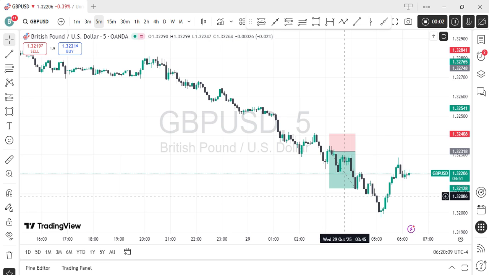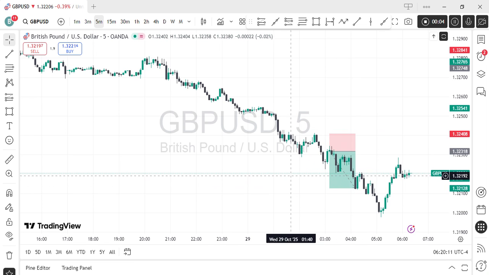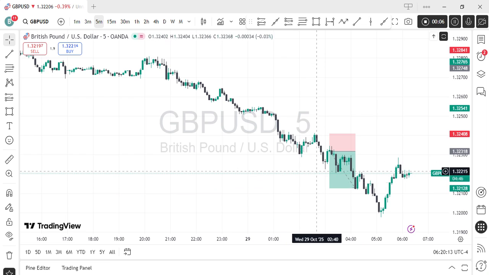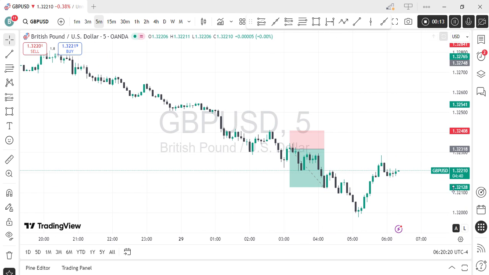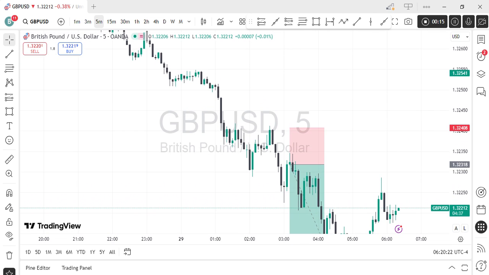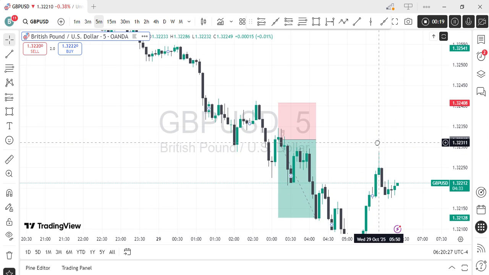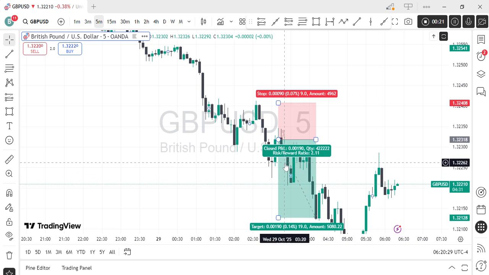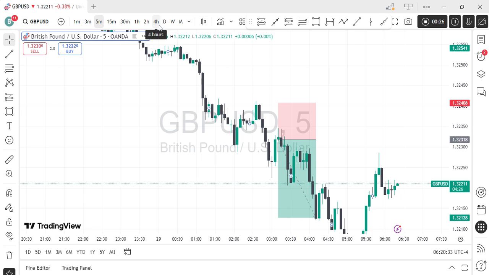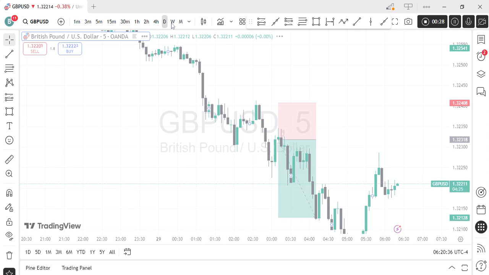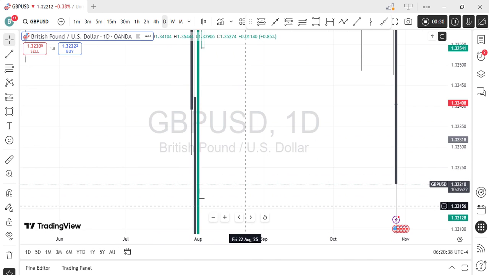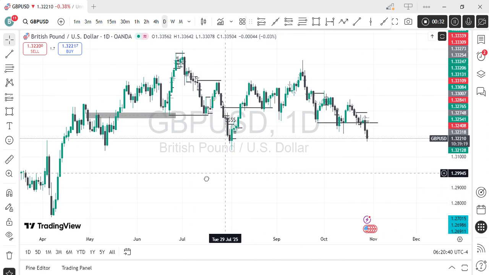Hello and welcome. Today I'm going to do a short introduction to the ICT 2022 Fair Value Gap, the one that ICT insists on in the 2022 mentorship. I'm going to show you how to use it to analyze your trades, and then we'll do an example. This example right here. Let's start with the daily so that we can check on the fair value gap.